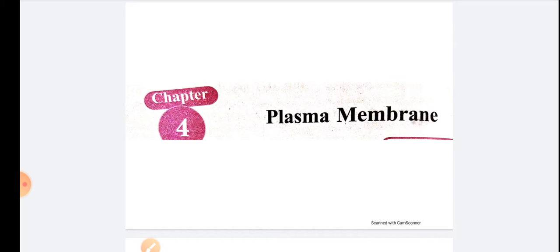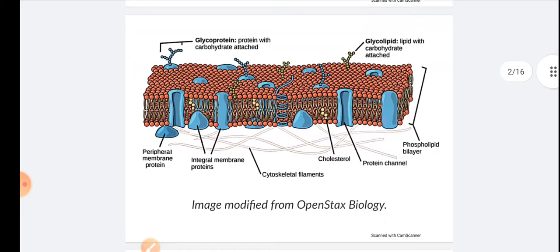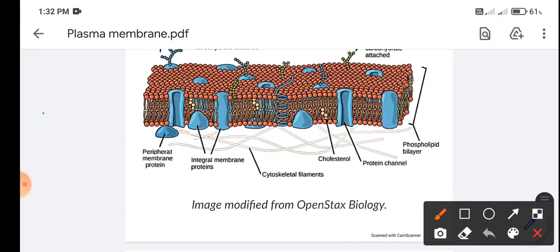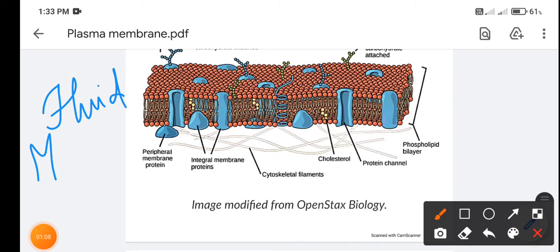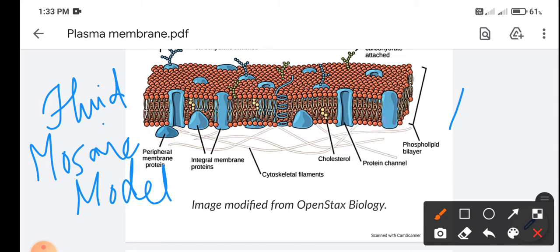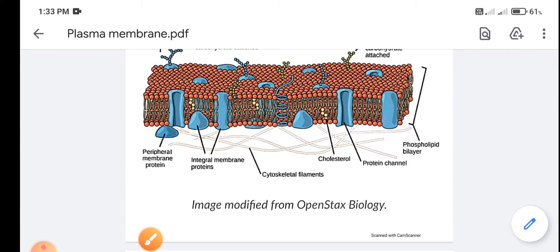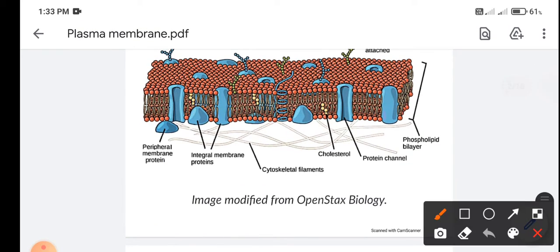Now we can see the plasma membrane. This model of plasma membrane is called the fluid mosaic model, which was proposed in 1972. Plasma membrane is the outermost layer of the cell.